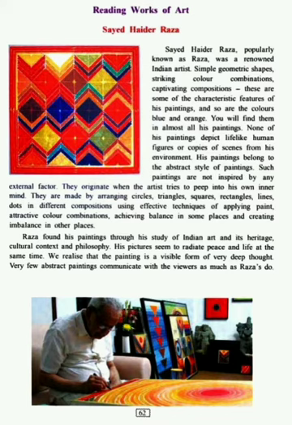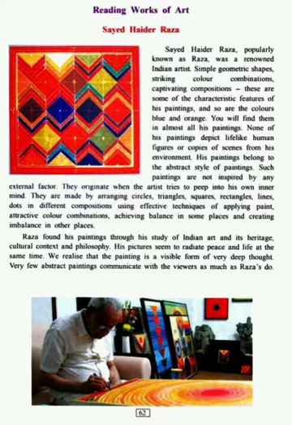Sayyid Haider Raza, popularly known as Raza, was a renowned Indian artist. Simple geometric shapes, striking color combinations, captivating compositions. These are some of the characteristic features of his painting, and so are the colors blue and orange. So Sayyid Haider Raza, the Indian artist, was famous.